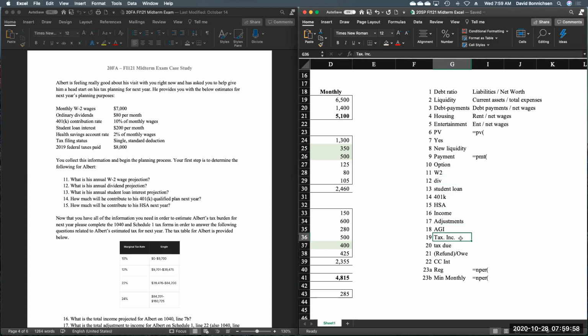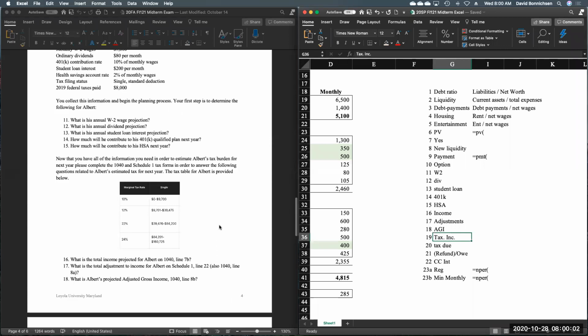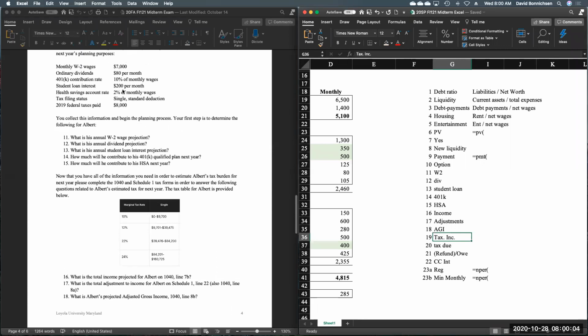What's his taxable income? So we factor in what the case study tells us, that he's going to file single with the standard deduction, and that gives us our taxable income. So AGI minus the standard deduction gives us our taxable income.